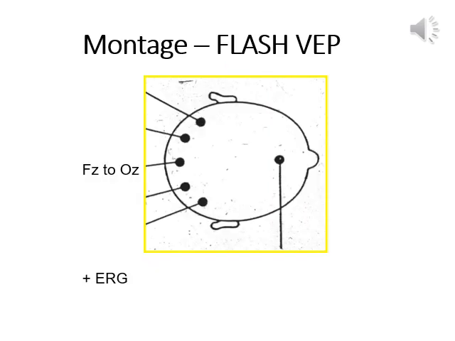The montage for the flash VEP is simple and consists of only 2 electrodes. OZ is the active electrode and is referenced to a frontal midline electrode, typically FZ. As well, for kids, we also place a rudimentary ERG on the patient to confirm activation of the retina. And this is done by placing the electrode on the skin underneath the eye and referencing that to FZ.